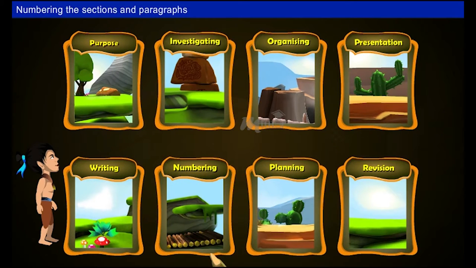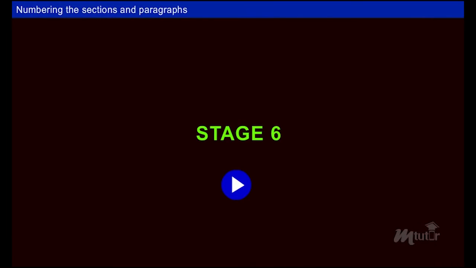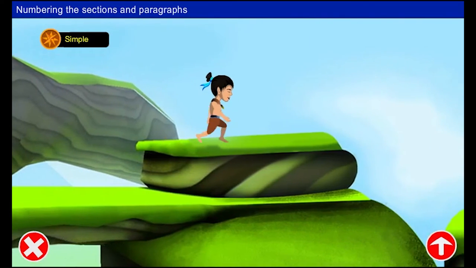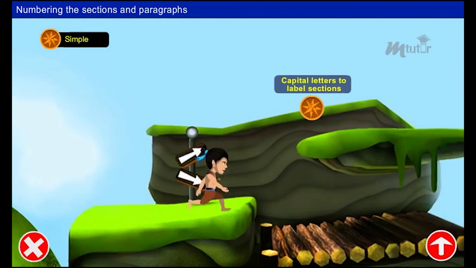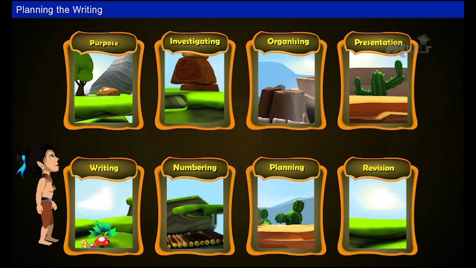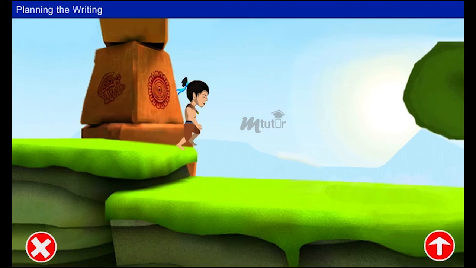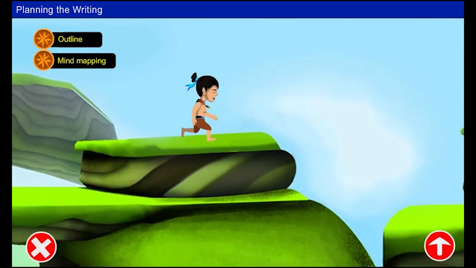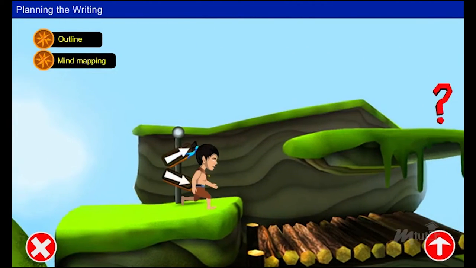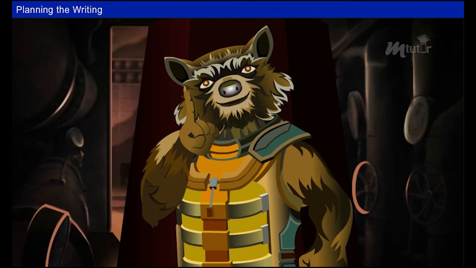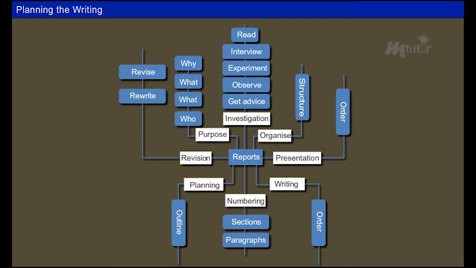The sixth stage is numbering the sections and paragraphs. If you do not have sections and paragraphs, keep it as simple as possible. If your report contains sections and paragraphs, use capital letters to label sections and numbers to label paragraphs. The seventh stage is planning the writing. There are two different ways of planning. They are outline, mind mapping. An outline begins as a large blank sheet of paper on which you pour out all your facts, ideas, observations, and so on randomly. Mind mapping is a different way of planning and is easy to add new information and to link them with main ideas.